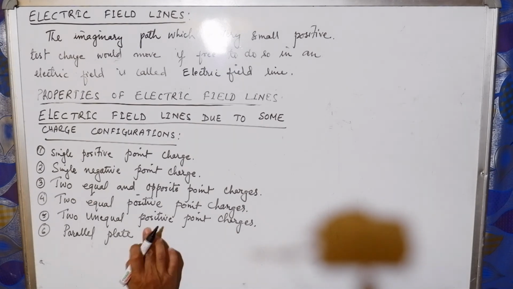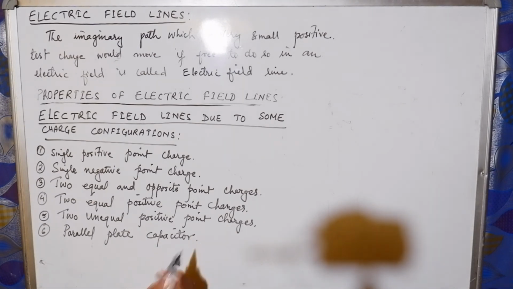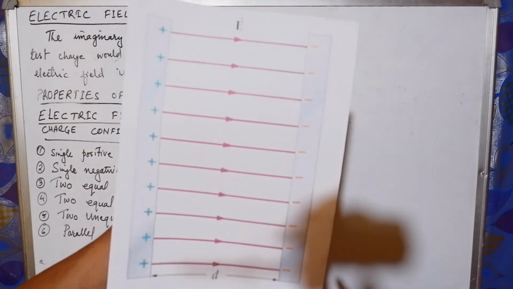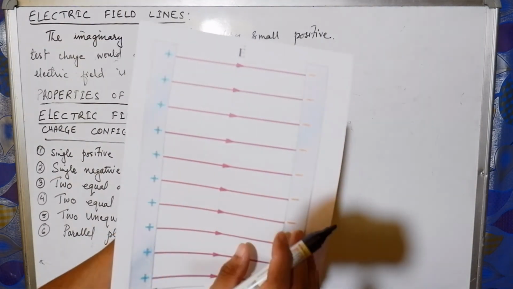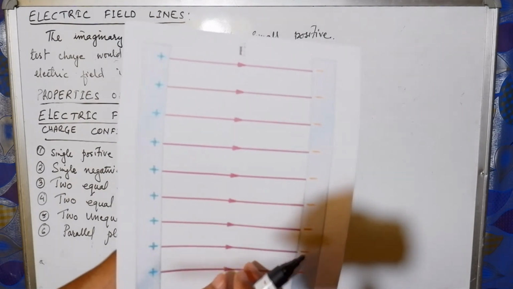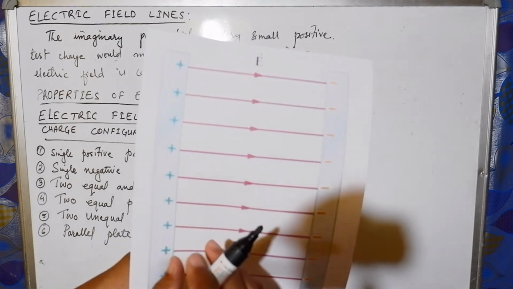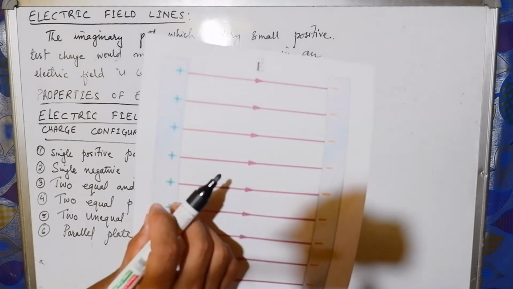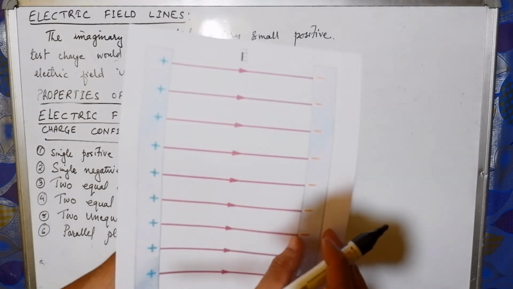Now next we will see number 6, parallel plate capacitor. So here we will see that the electric field lines will be parallel to each other, and the electric field lines will be equidistant to each other, and also the electric field lines will come out from the positive plate and they will enter into the negative plate.